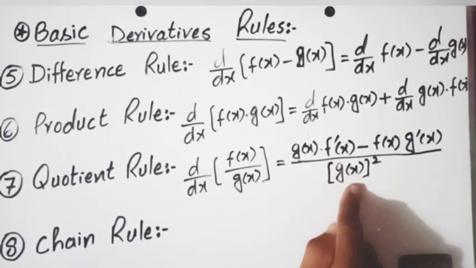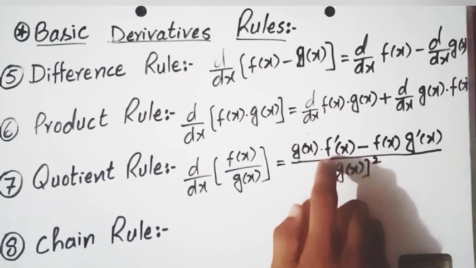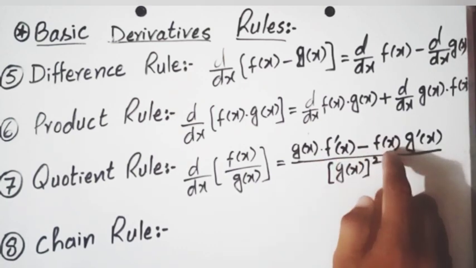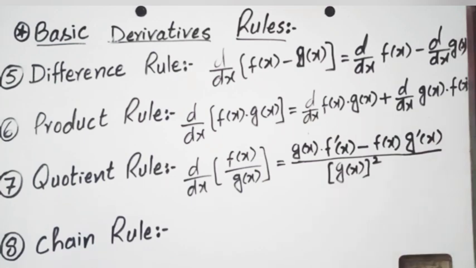The square of the denominator; in the numerator, the denominator function as it is times the derivative of the numerator function, minus the numerator function as it is times the derivative of the denominator. Then we have the chain rule.